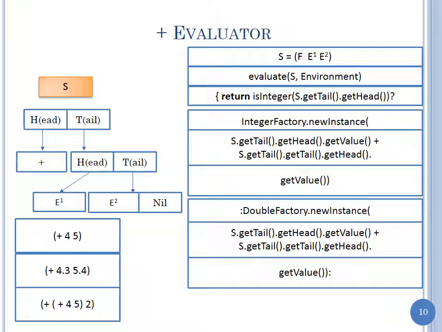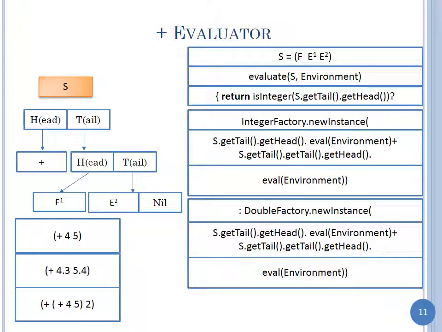Okay, so I was good here. I did an integer factory new instance. I didn't just go and say get value plus get value 1 plus get value 2. But I did not call eval. So I'll call eval. So this is wrong, the get value is wrong. Actually, there's more than one value that's wrong. So I can convert that into an eval here. Replace get value with eval.